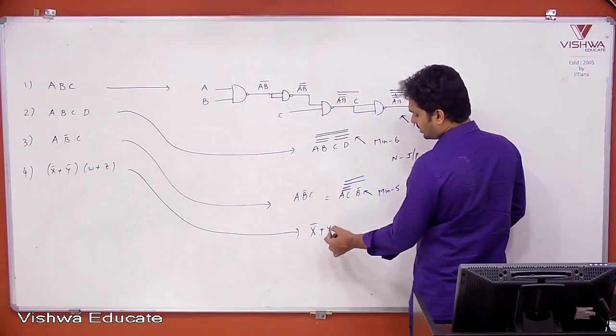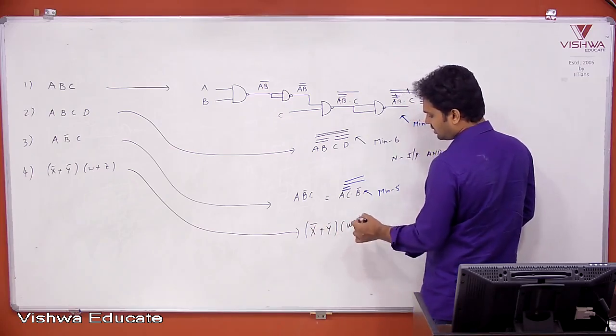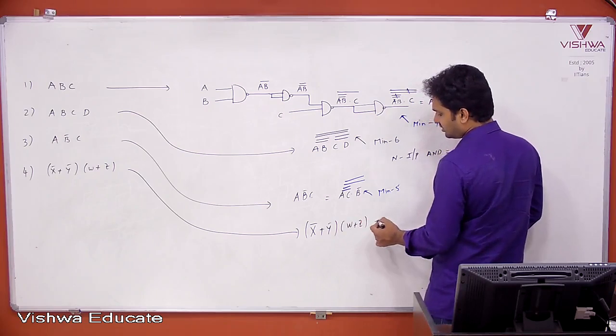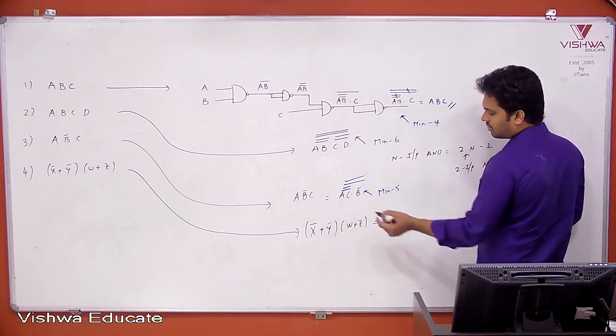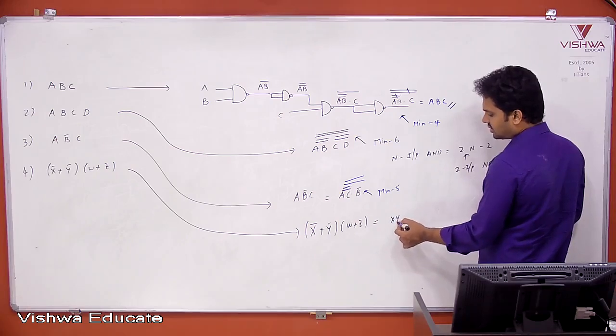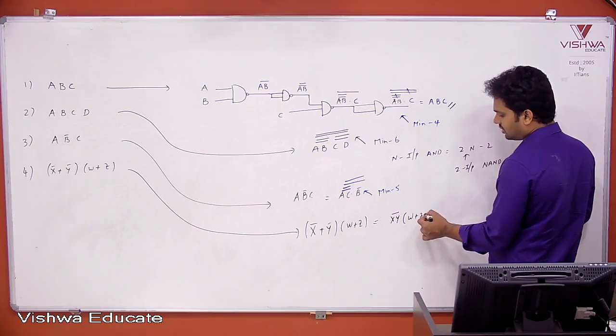X bar plus Y bar into W plus Z. Here pluses are there, let us eliminate, because NAND means dots only. X bar plus Y bar, you can write XY whole bar into W plus Z.